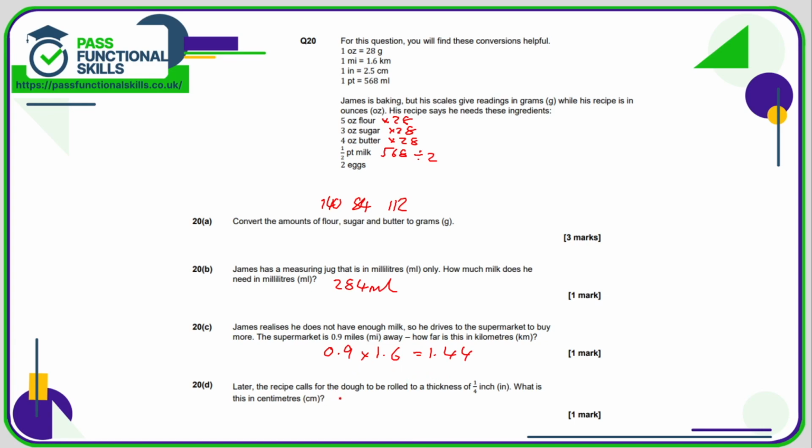And for D, the dough needs to be rolled a 1/4 inch thick, and we know that 1 inch is 2.5 centimetres, so 1/4 of an inch is going to be 1/4 of 2.5, so in other words 2.5 divided by 4, which is 0.625 centimetres.